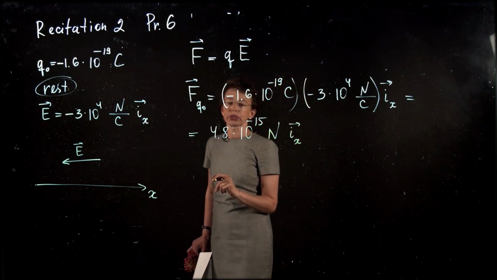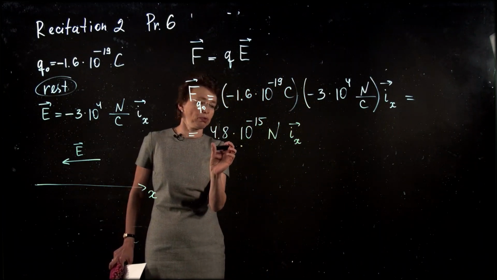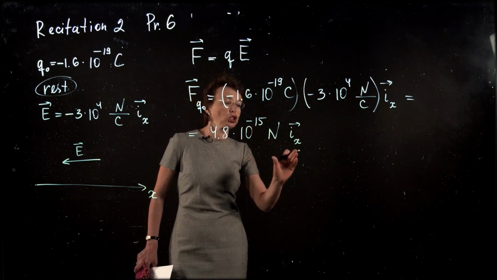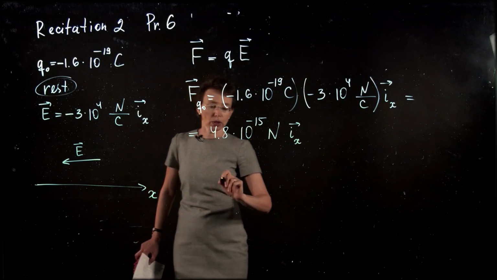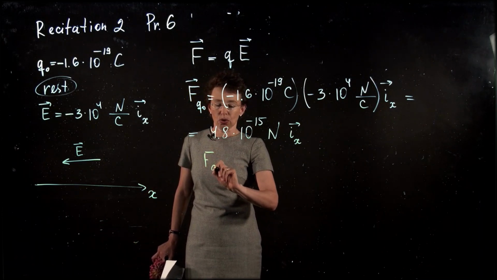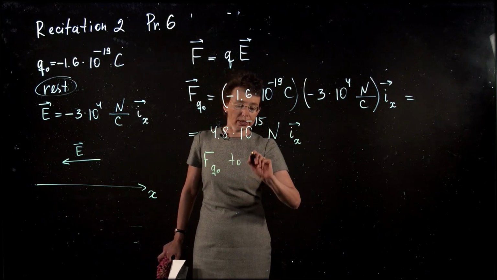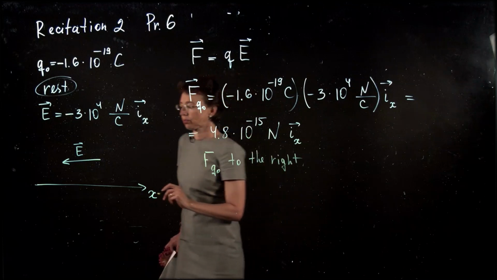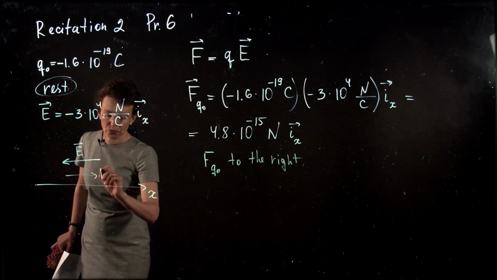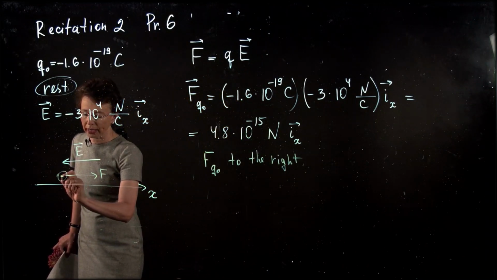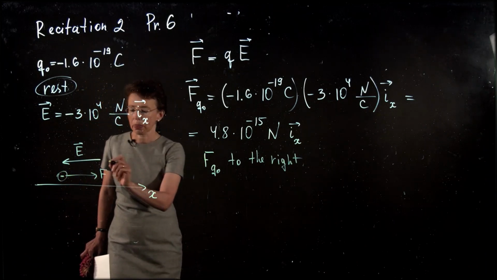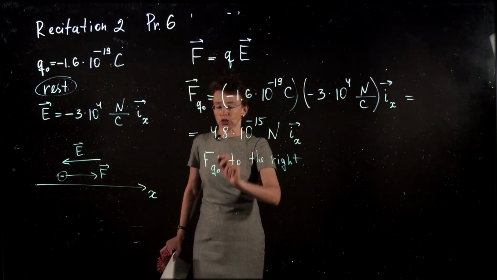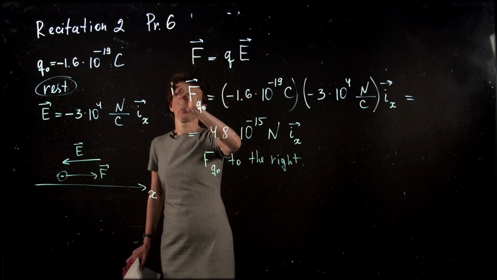Or in other words, the magnitude of force will be 4.8 times 10 to the minus 15 newtons to the right. The force F on Q naught will be to the right. This will be the direction of the force exerted on our negatively charged particle. We found the force. Now let's answer the second question. That was the first question, find the force.